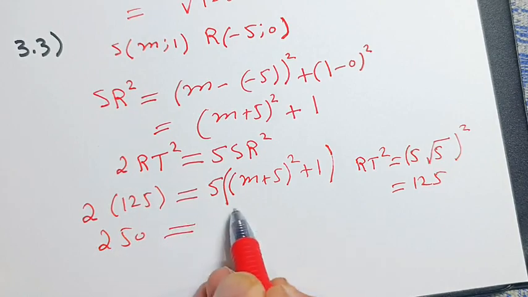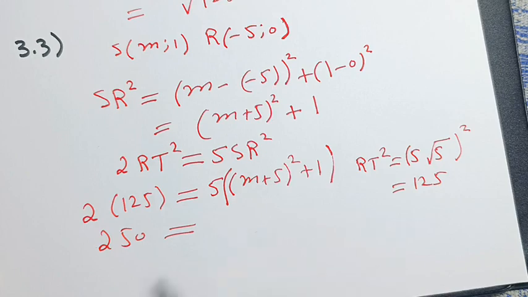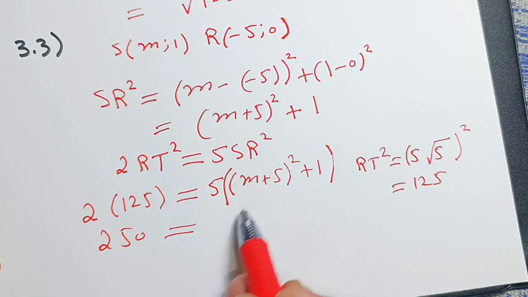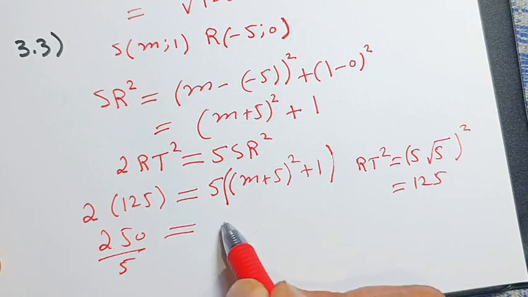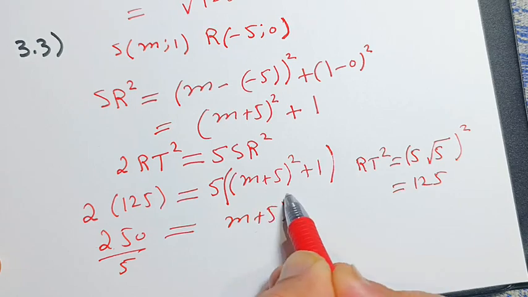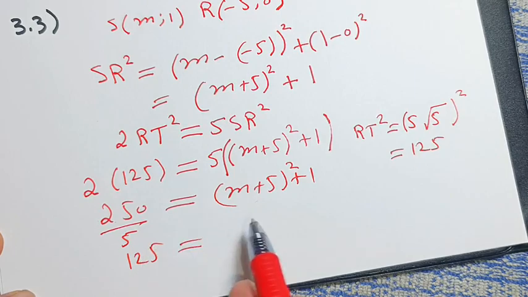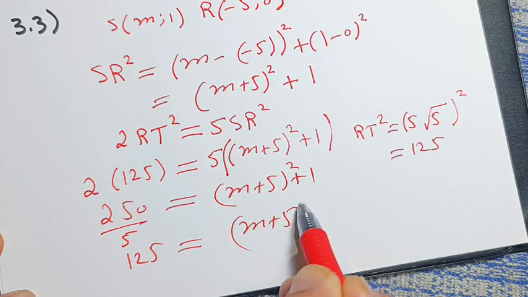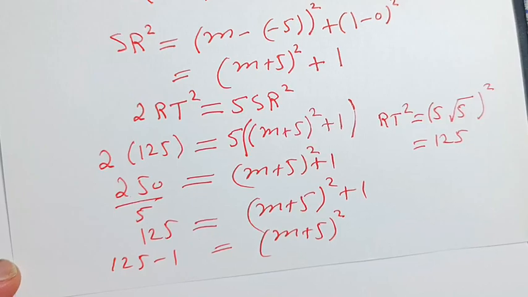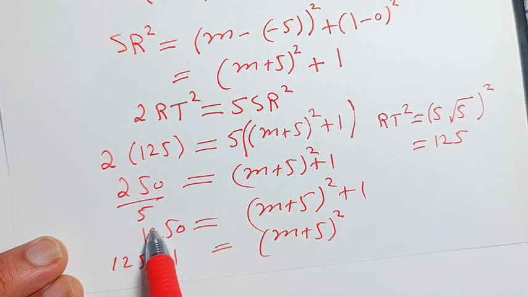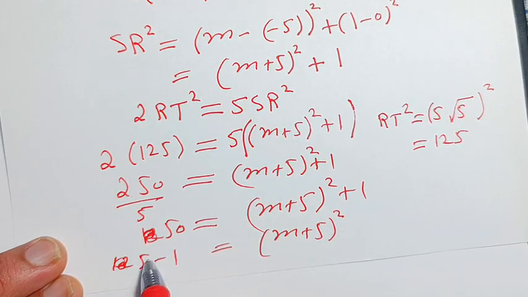250 is equal to this 5. I can divide by this side because I need to solve for m. Divide by 5, so (m plus 5) square plus 1. So it's going to be 125 is equal to... so this is a mistake here. 250 divided by 5 is going to be 50. So the 50 minus 1 is going to be 49.